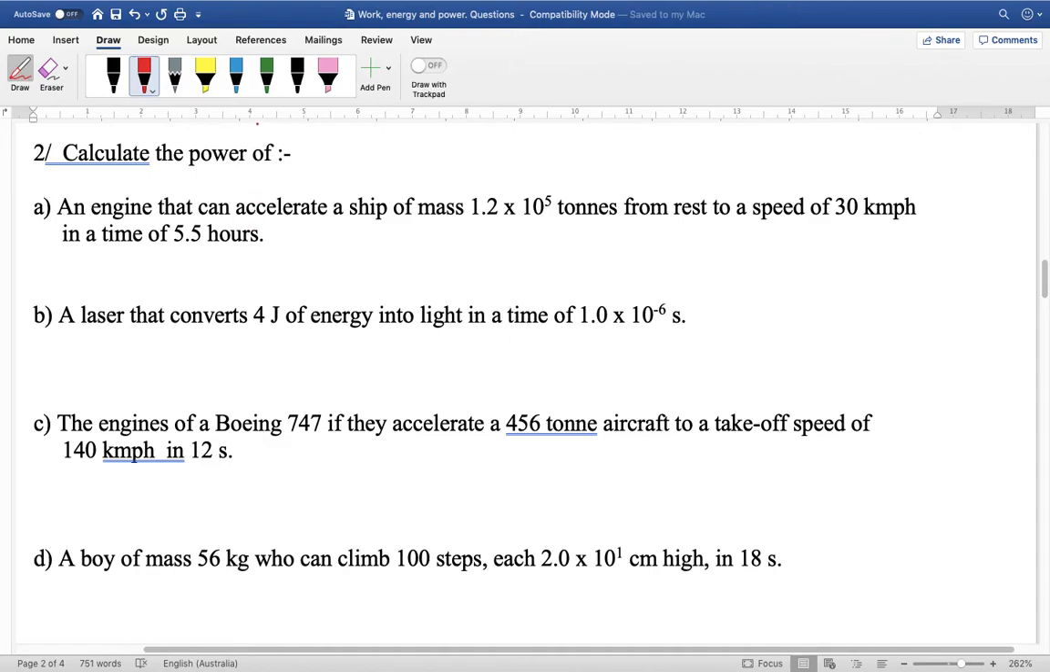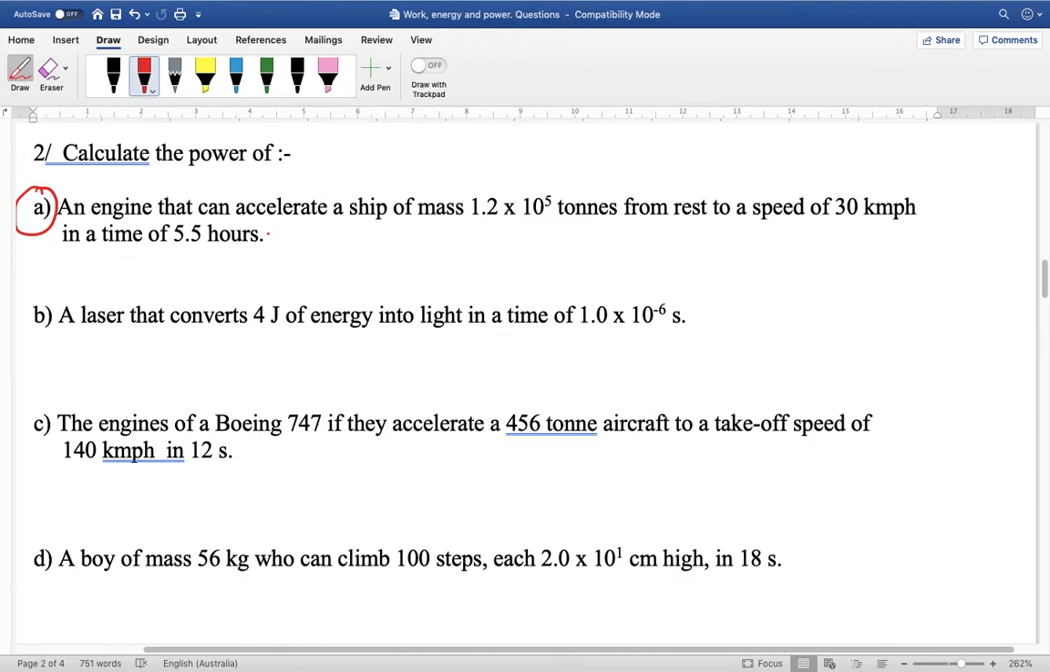Okay, these are the solutions of some homework problems that I asked. Number 2: calculate the power of an engine that can accelerate a ship of mass, given in tons, from rest to a speed of 30 km per hour in a time of 5.5 hours. Now, to calculate power in watts, we need mass in kilograms, speed in meters per second, and time in seconds.